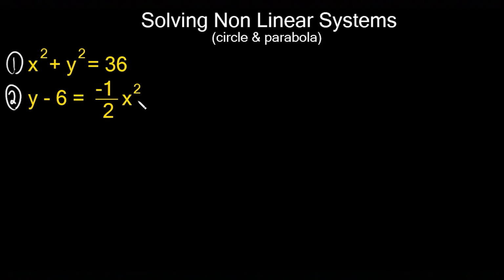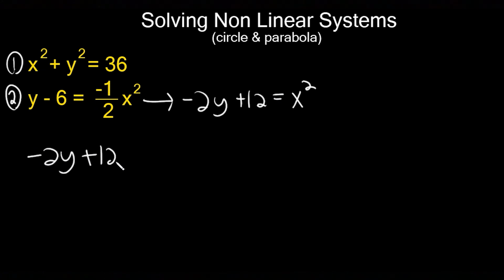So if I multiply all of my terms here by negative 2, I get negative 2y, and then I get plus 12 equal to x squared. Again, I'm just multiplying all of my terms by negative 2. I'm manipulating the equation, but I'm not actually changing it. Now that I have x squared isolated, I can plug it into equation 1 wherever I see x squared. I have an x squared right here, so I'm going to plug in negative 2y plus 12. So let me go ahead and do that. I'm going to put negative 2y plus 12 and then plus y squared equal to 36, just plugging it into equation 1.